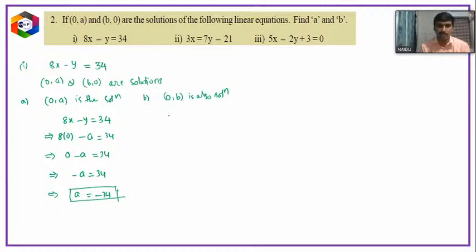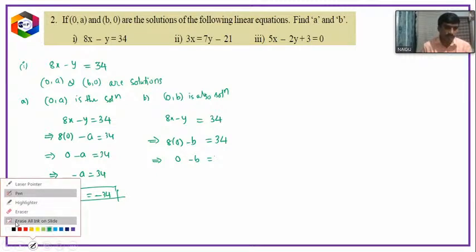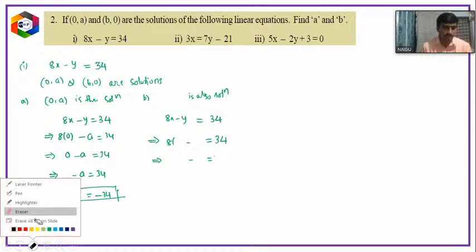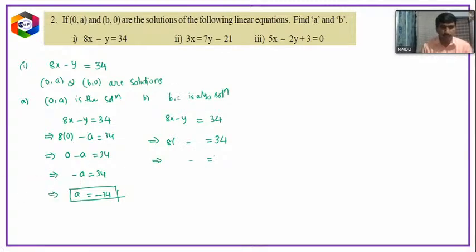So again I am substituting into 8x minus y is equals to 34. So 8 into 0 minus b is equals to 34. Sorry, I am making a small mistake. Here it is given (b, 0). Children, please observe. In that case the values will change. So (b, 0) is the solution. So x value is b and y value is 0. So 8b minus 0 is 8b, which is equals to 34.